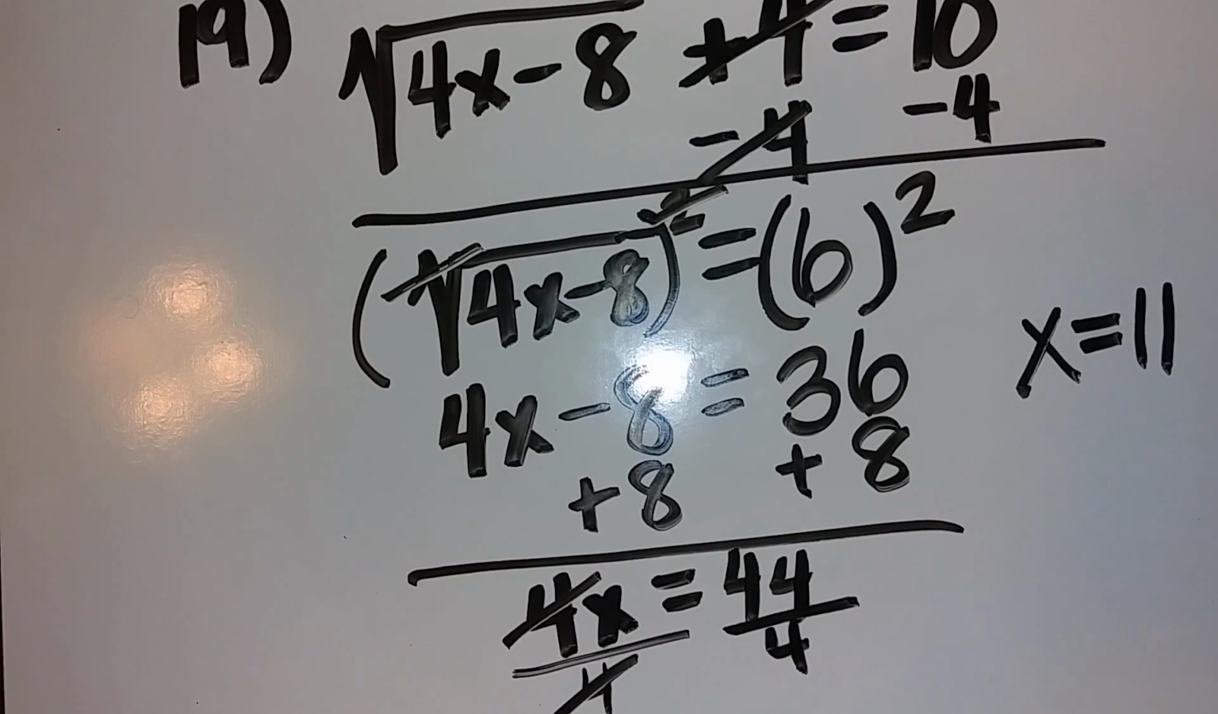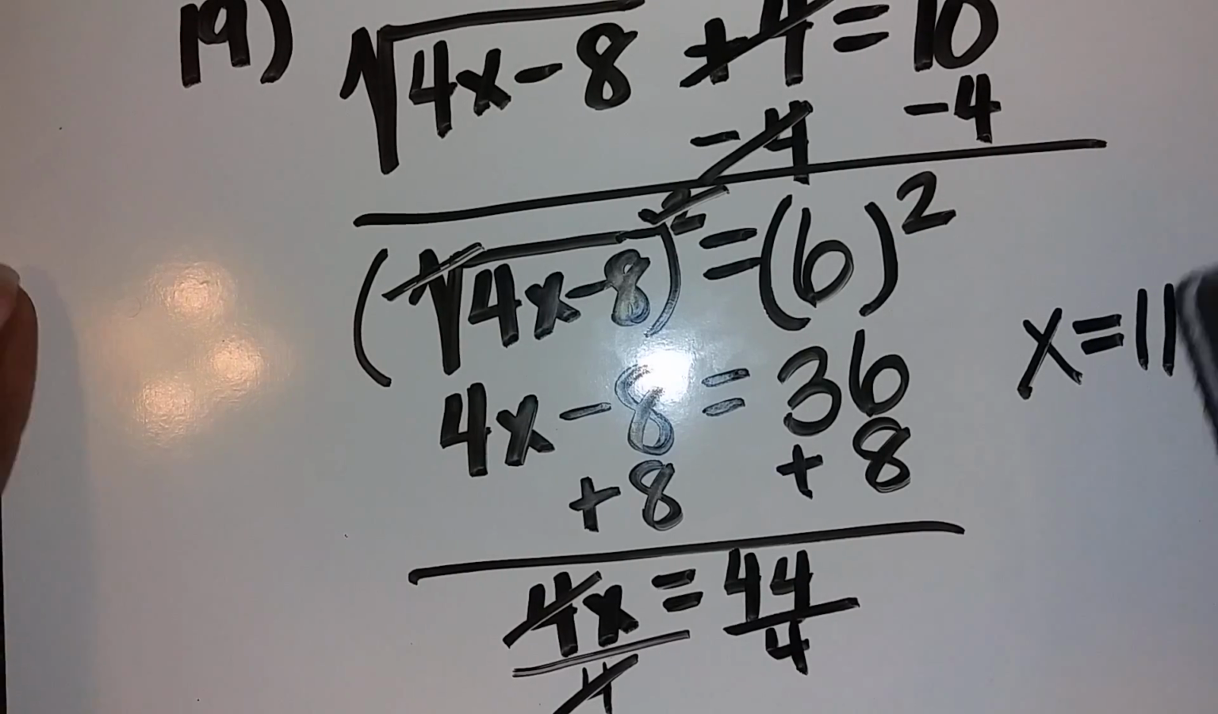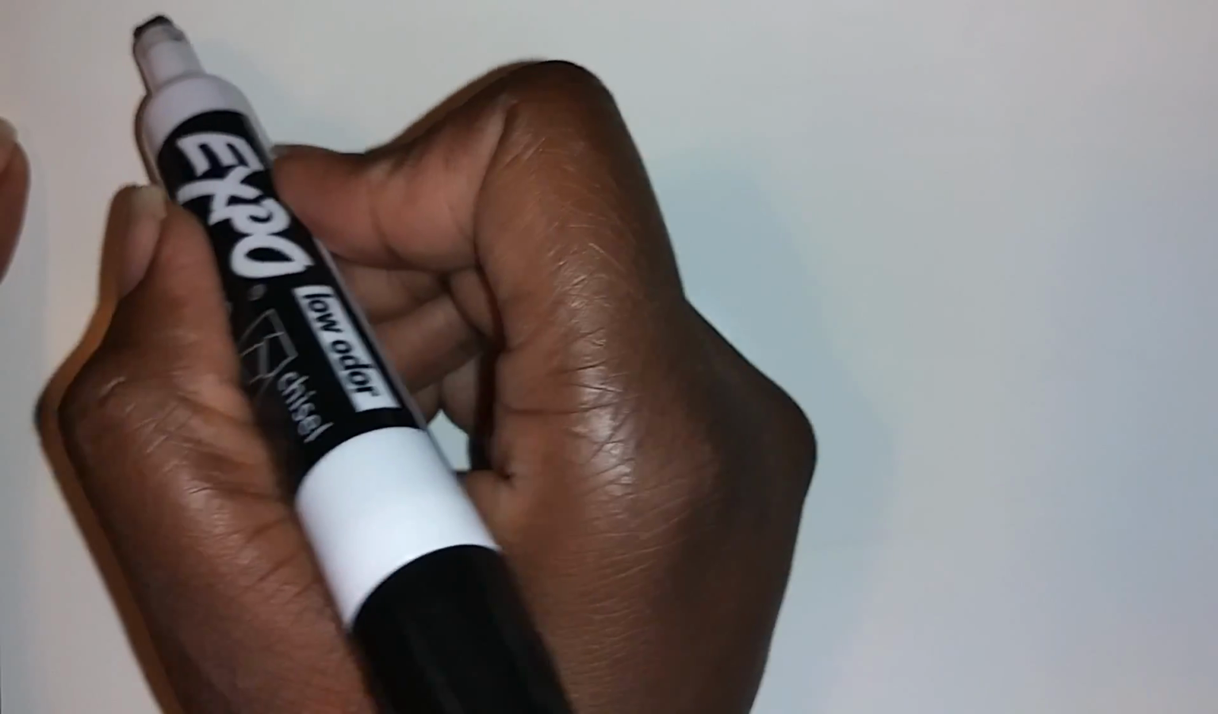Okay, let's try one where we have an extraneous solution. Let's try one of those and see how that works out. Let's look at number 25. It says, solve each equation, identify any extraneous solutions. So let's try this. We will have an extraneous solution on this one. So let's see how that looks.